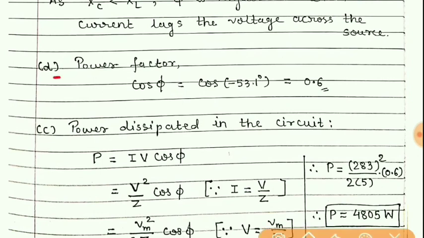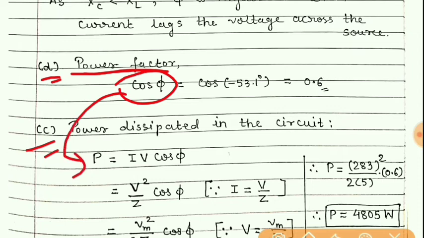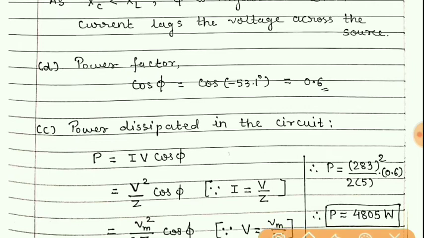Now first we will find D and then C. First we will find power factor, because this value of power factor can be used to find the power. So first we are going to find the power factor. We know that power factor is cos phi. Value of phi we have already obtained.